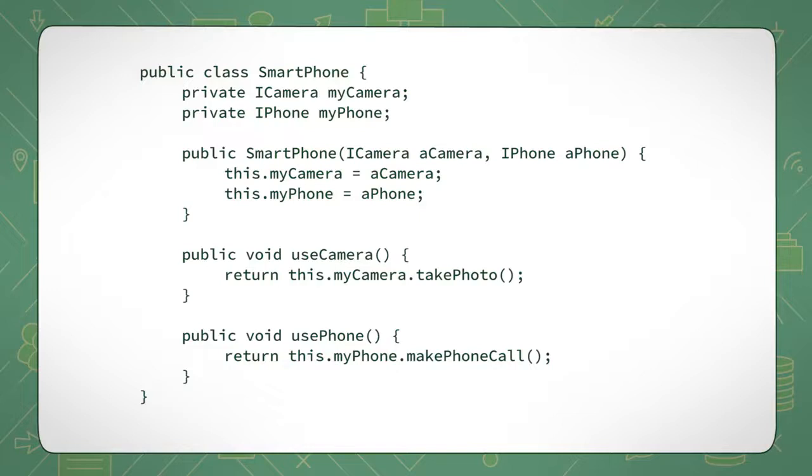Also, we can have a smartphone constructor with camera and phone as parameters. Then we can create a new instance of the smartphone class by passing in instances of classes that implemented the camera and phone interfaces. Note that we leave it as a separate responsibility of who will instantiate the appropriate phone and camera objects. The smartphone class does not actually need to know. Finally, the smartphone class has methods that forward the responsibilities of using the camera and phone to these objects.